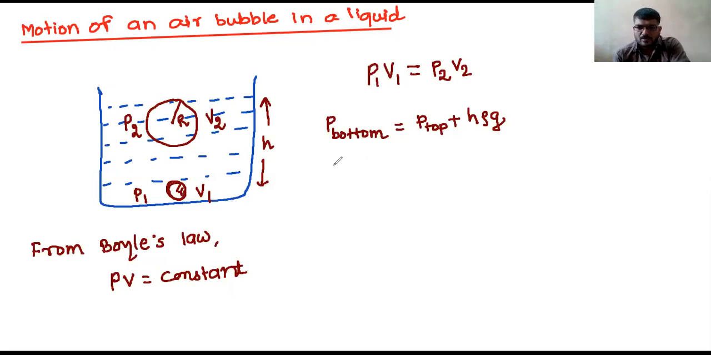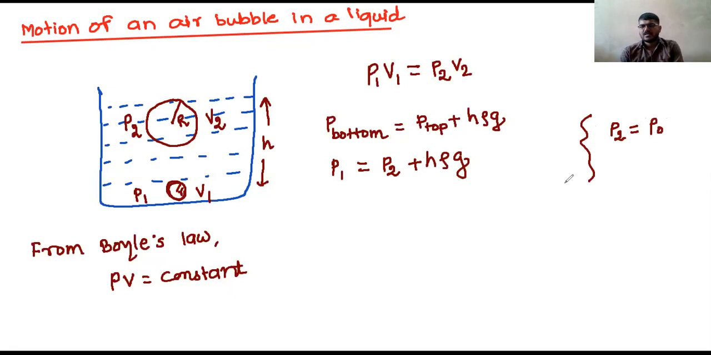Now P at bottom is what here? P1 is equal to pressure at top, which is P2, plus this H rho G. Now P2 is what here? P2 is equal to P naught, isn't it? And this P naught value, you know, is atmospheric pressure, which is capital H rho G, where yesterday we learned H is 76 centimeter of Hg. This is H rho G.